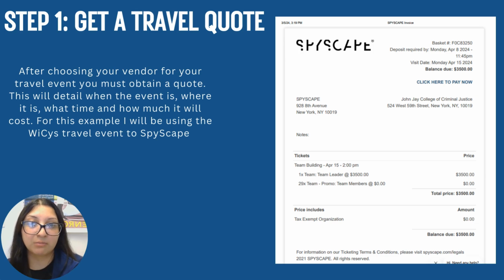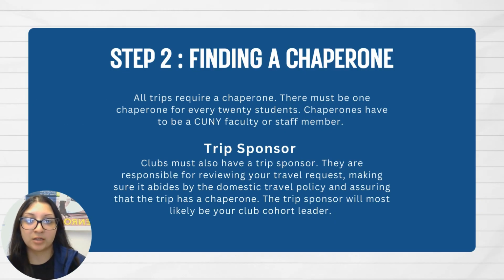So they have the company name up top, along with the event date and time, the location of Spicescape, along with how much the event will cost. So they purchased 30 tickets for a total of $3,500. So when obtaining a quote, it needs to look similar to the one that Women in Cybersecurity obtained. So it has to have the event date, time, location, the company information up top, so the company name, and how much the event will cost without tax. Step 2 will be finding your chaperone.